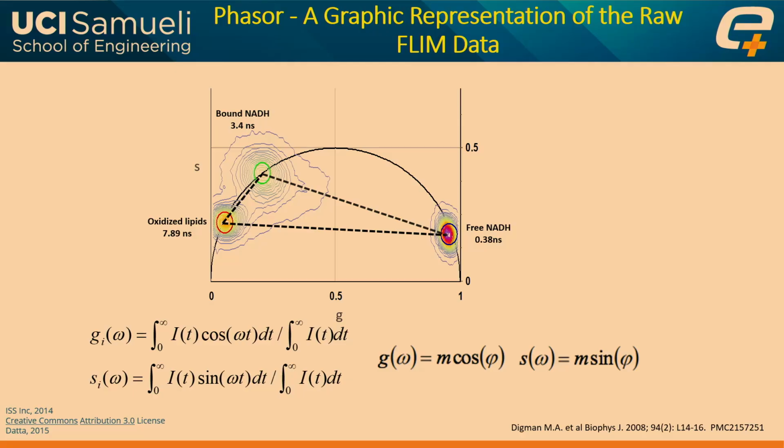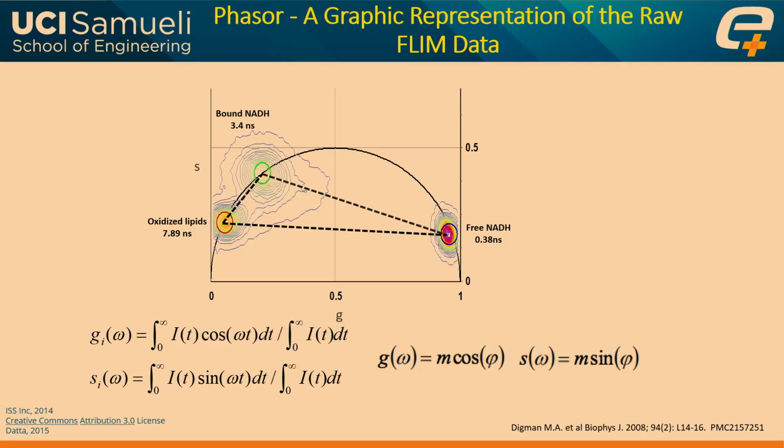So you can essentially just take a cursor and highlight the pixels that correspond to the lifetimes that are separated on the phasor. For example, you can take a solution of NADH. This is nicotinamide adenine dinucleotide in the reduced form. It has a very short lifetime. And as you add a protein, it becomes very long, to about 3.4 nanoseconds or even longer, depending on the type of protein it's bound to.